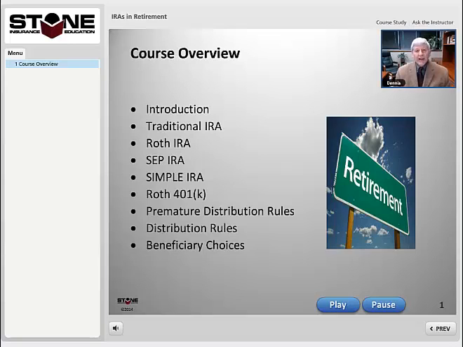And when we say IRAs, these are actually under the Internal Revenue Code referred to as individual retirement arrangements. Many of us have called them for years individual retirement accounts, but technically under the IRS code, they're individual retirement arrangements. So we will be looking at the traditional IRA, the Roth IRA, the SEP IRA, and then the SIMPLE.